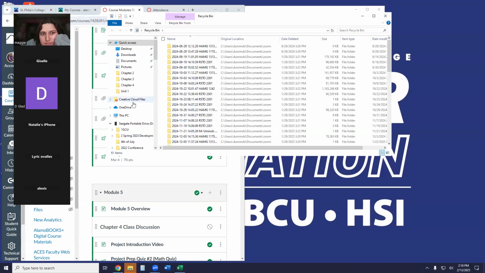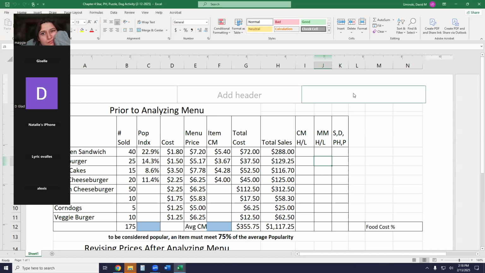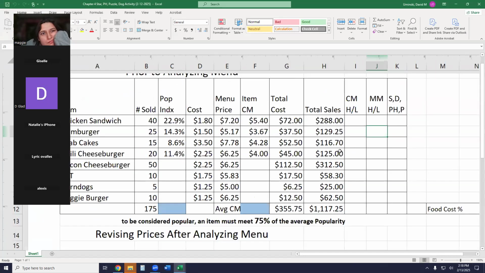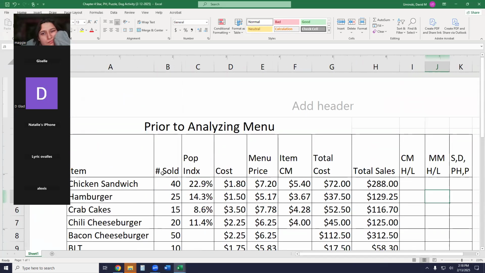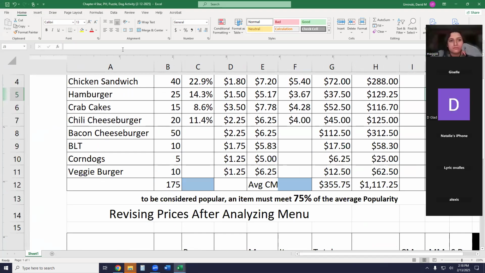All right, chapter 4. All right, so here is our activity for today. Maybe all on Zoom, can you all see the screen? Okay, perfect. All right, so we have our menu here.